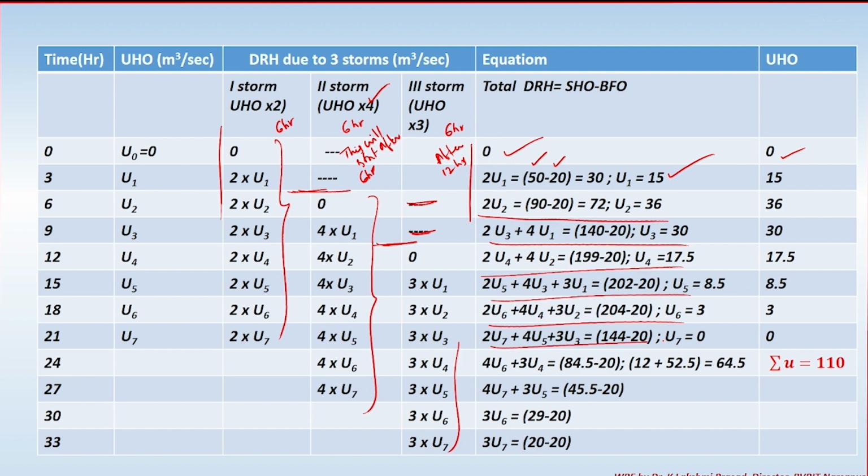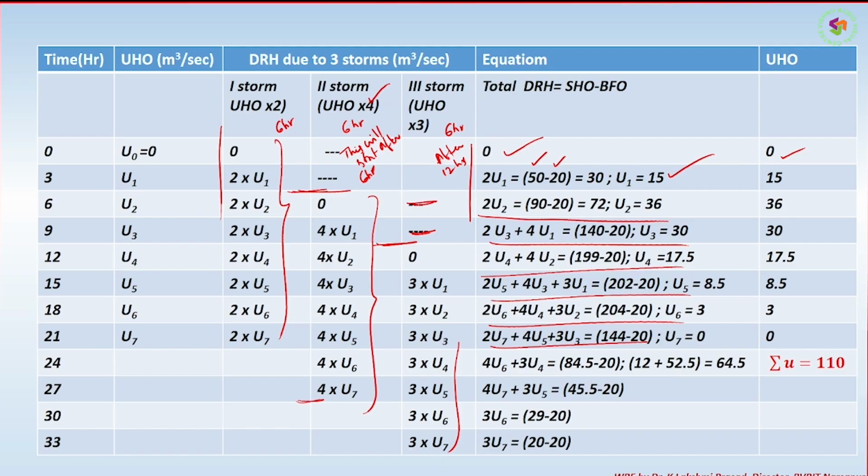You can question me, why U7 only have you taken, sir? Why have you not taken here? Now I told you, the moment I look at the problem, I know the first storm is for 6 hours. The second storm starts after 6 hours and goes up to here.